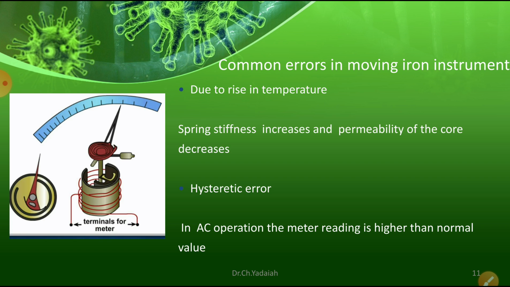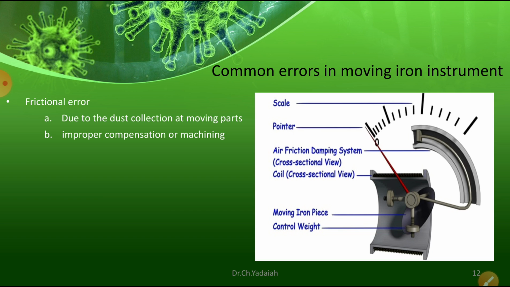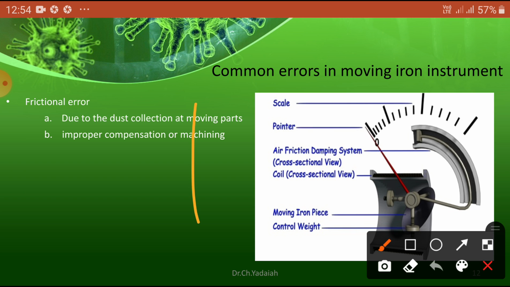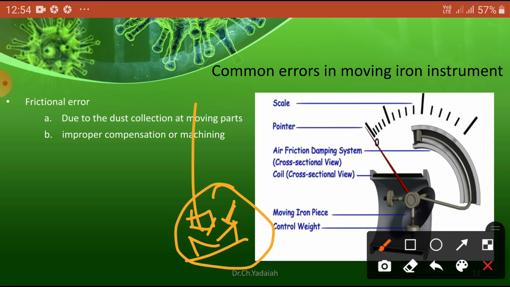Let us see what these errors are. The temperature error we already know. Then let us see the other errors. So as usual, the frictional error is another one. Frictional errors are due to the dust collection at the moving parts, where friction may take place. If dust gets in between the pivot and the jewel bearings, the frictional error increases.